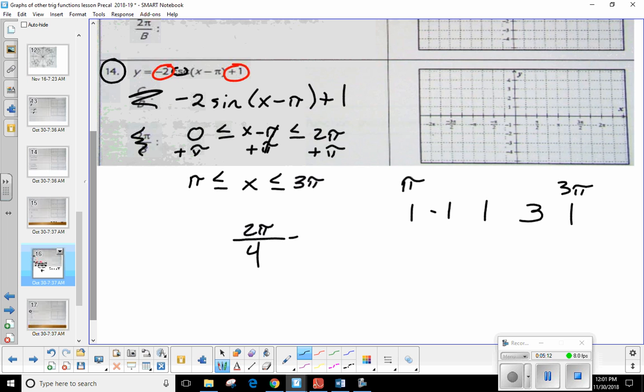So 2 pi over 4, that would become pi over 2. All right, so that's the value that I'm going to be adding over and over again. Okay, so what is pi plus pi over 2? 3 pi over 2, very good, plus pi over 2. 2 pi plus pi over 2. That would be 5 pi over 2, yes.